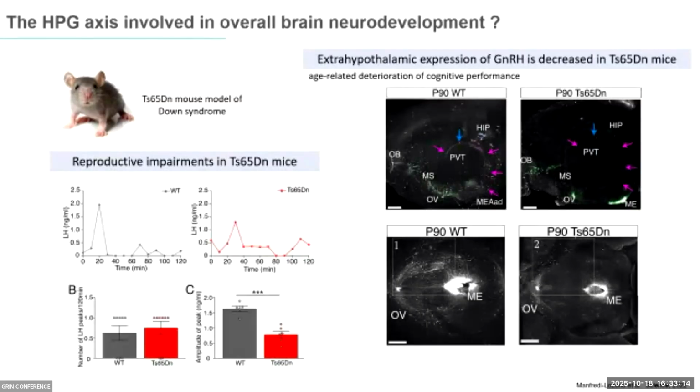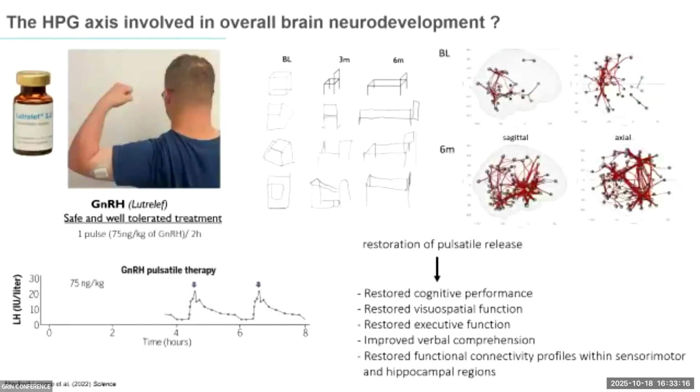We performed a preclinical study that I will skip because we also have a clinical study that was performed in 7 patients with Down syndrome, who showed a completely altered LH profile.